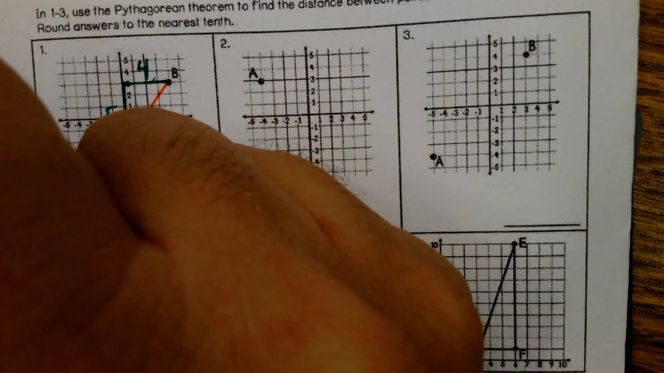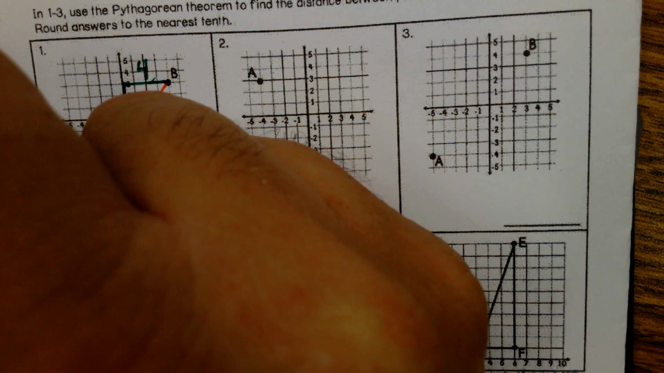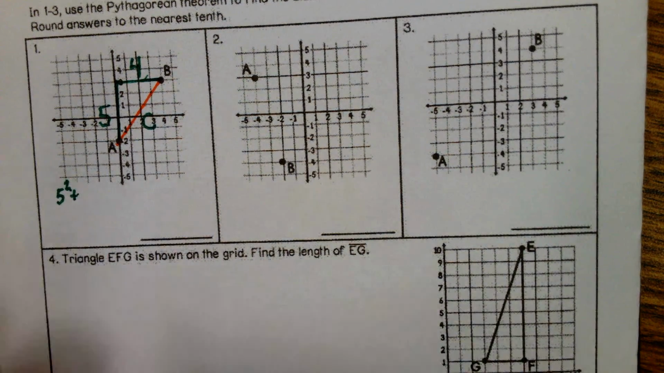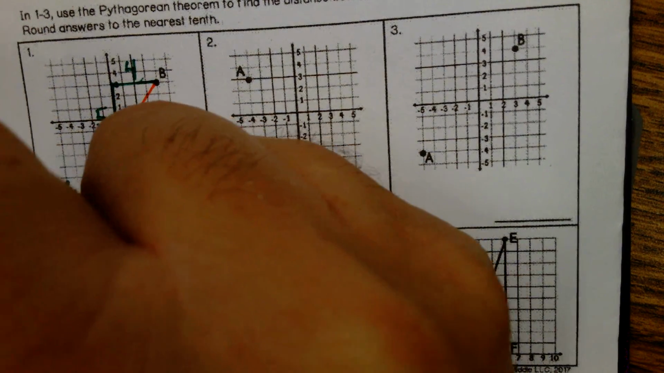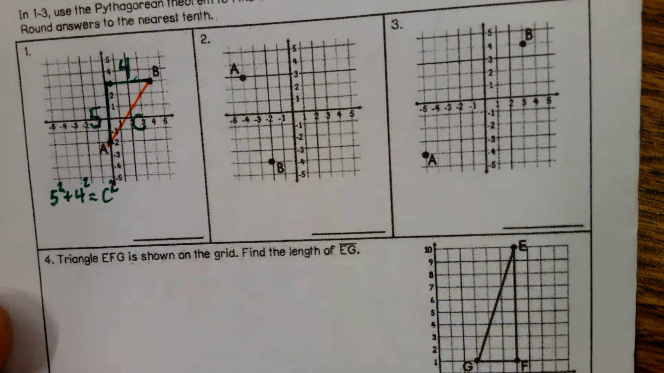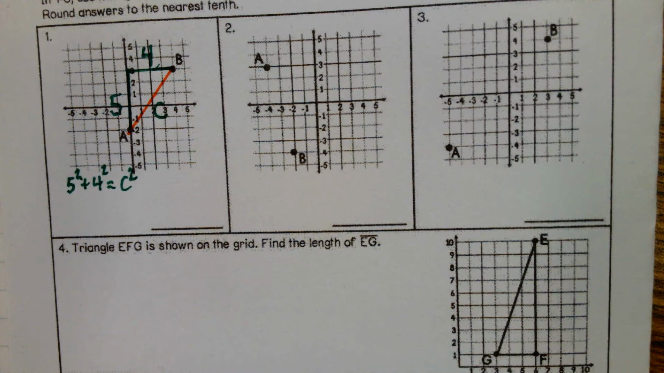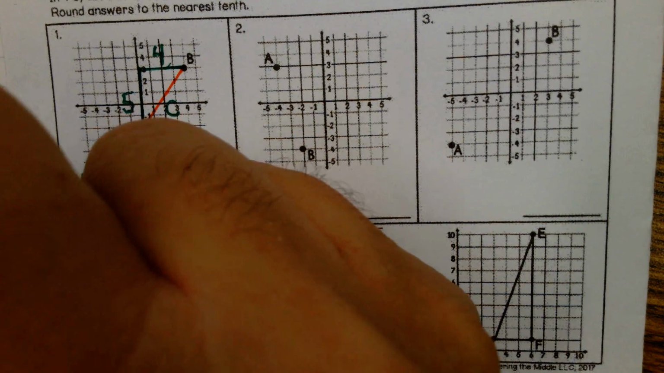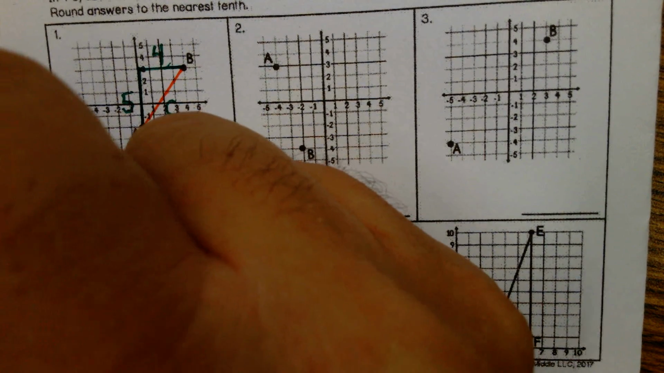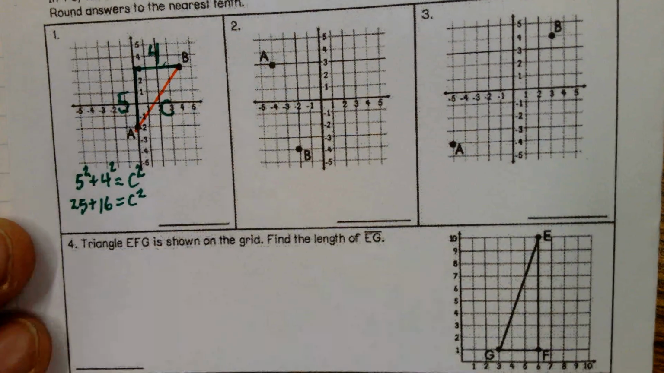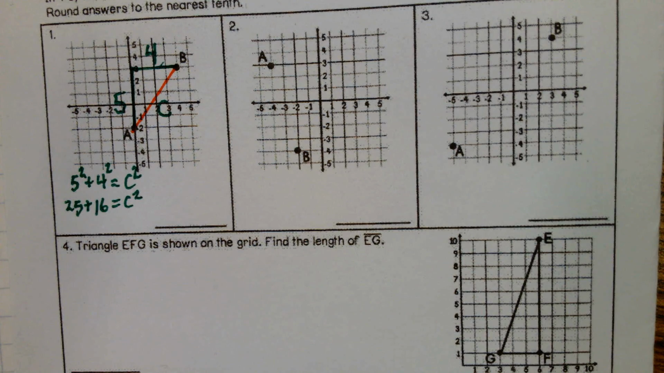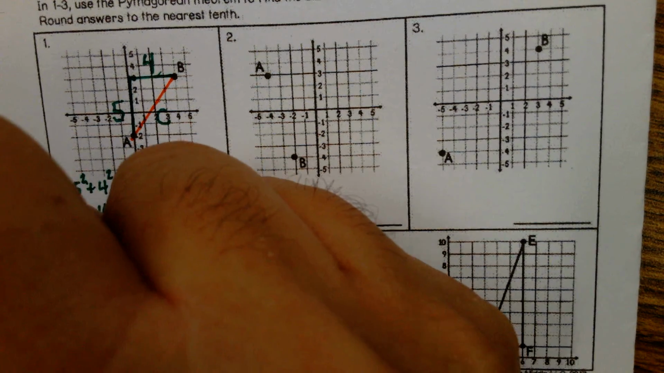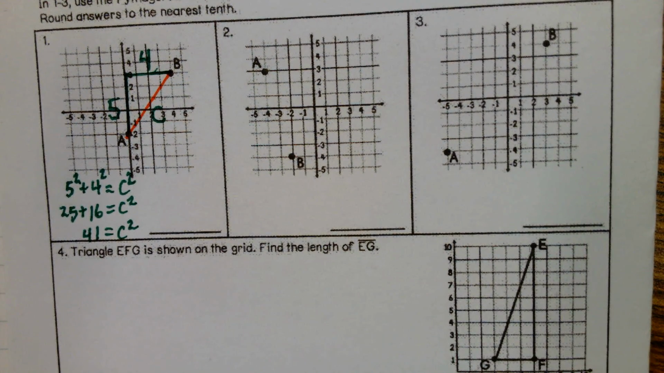So I could put 5 squared plus, what am I going to do next? 4 squared. That's my other leg. Equals C squared. Okay. So now we want 5 squared. 25 plus 16 equals C squared. All right. And that's going to be 25, 41 equals C squared. But that just gives me C squared though.